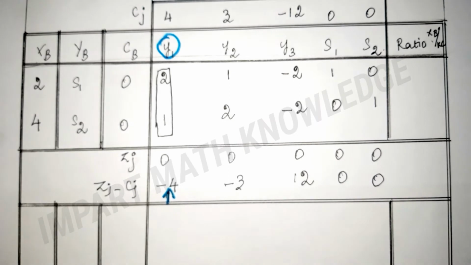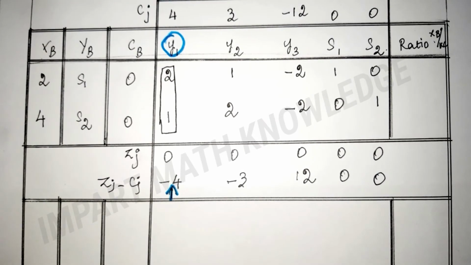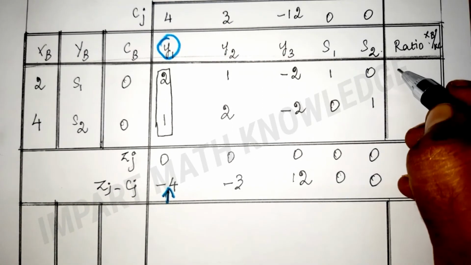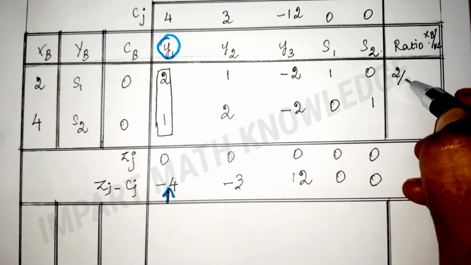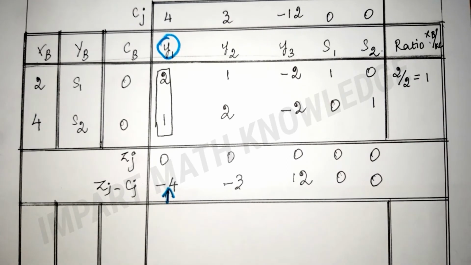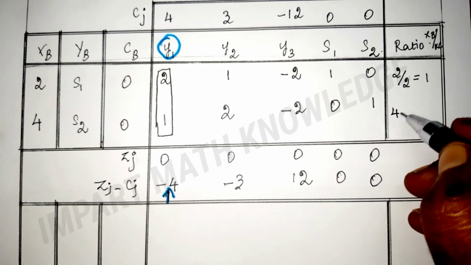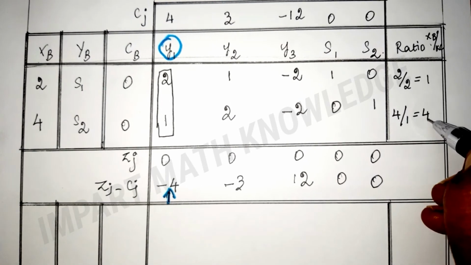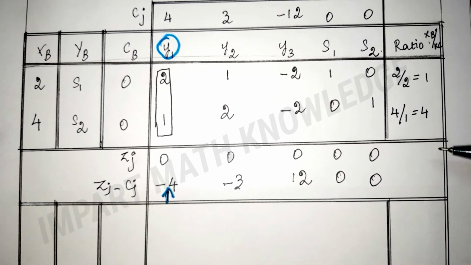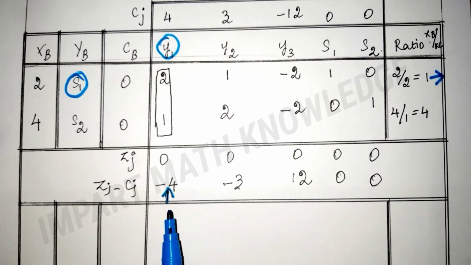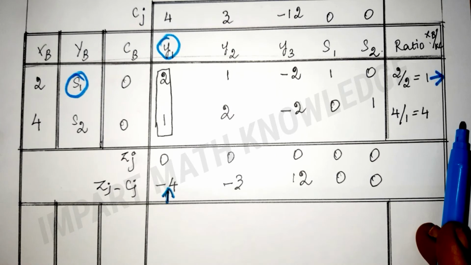This is key column. So you divide xb value by key column value, that is 2 divided by 2 is equal to 1. Second one is 4 divided by 1, which is equal to 4. From these two values, the minimum value is 1. So the corresponding variable S1 leaves the table. So entering variable is y1, leaving variable is S1.